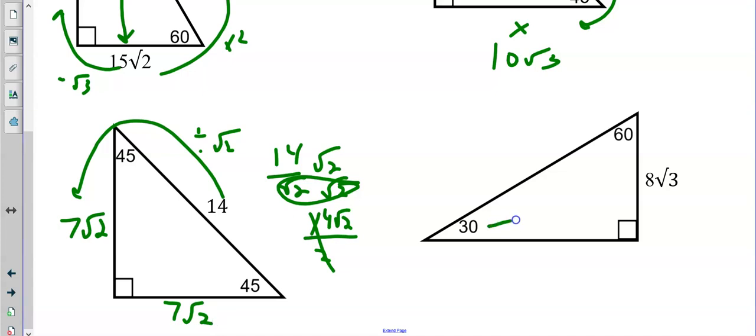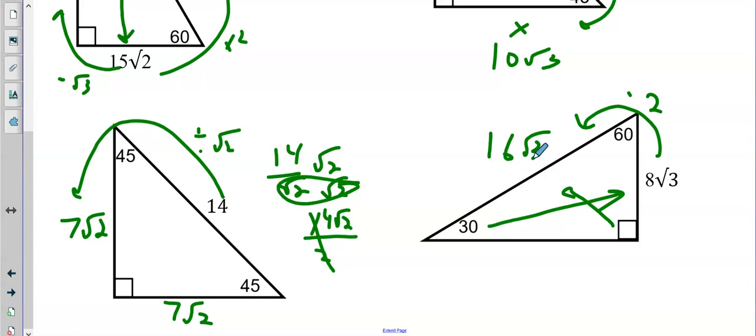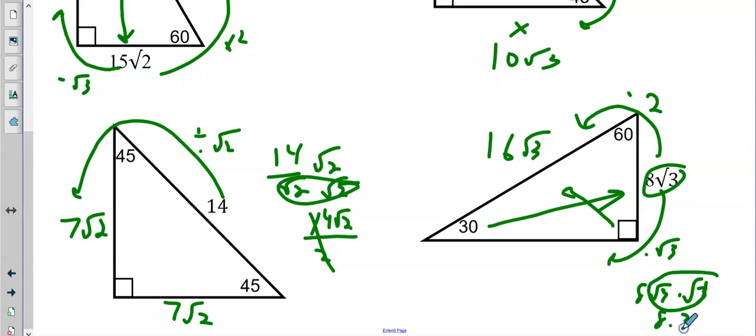And last but not least, again, I have my small side. To go to my hypotenuse opposite the right angle, I'm going to multiply by 2, simply. Whole number times whole number, 2 times 8 is 16, and the radical 3 just tags along. Going from here to here, I'm going to multiply by radical 3. This is also really nice, because 8 times radical 3, which is what I have here, times another radical 3. Well, remember that little trick here. This is just 3. So this ends up being 24, and we're finished.